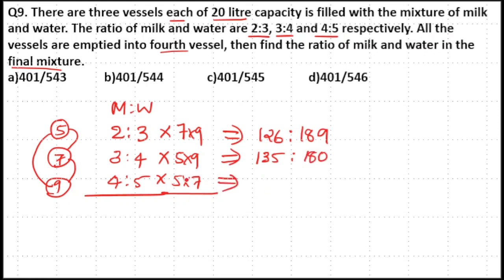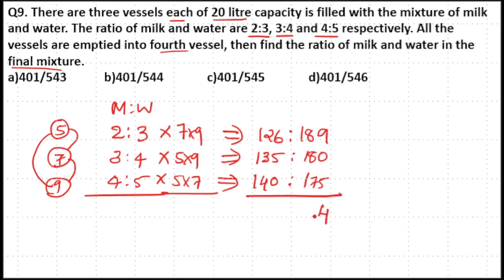Next, 7 into 5, 35. 35 into 4 is equal to 70 into 2, that is 140. 35 into 5 is equal to 140 plus 35, that is 175. Now, the total parts are equal in all these 3 ratios. Now you can add this to get the ratio in the final mixture. That is 189 plus 180 plus 175. 9 plus 5 is equal to 14. 7 plus 1, 8.